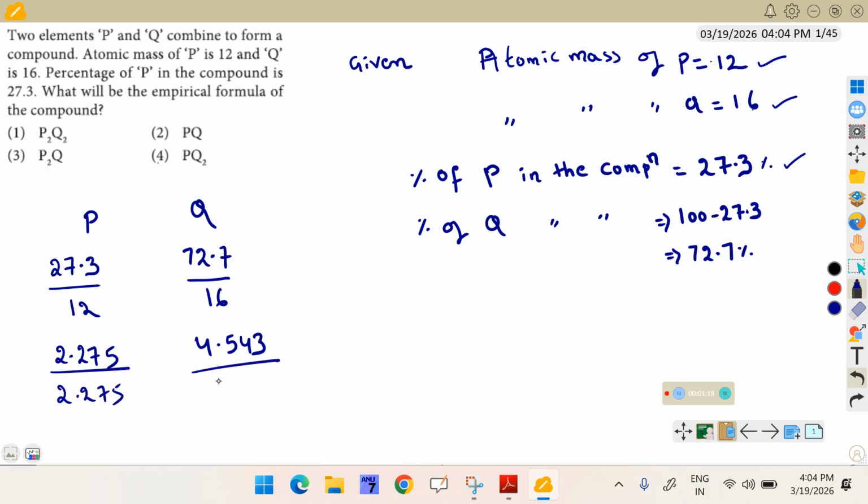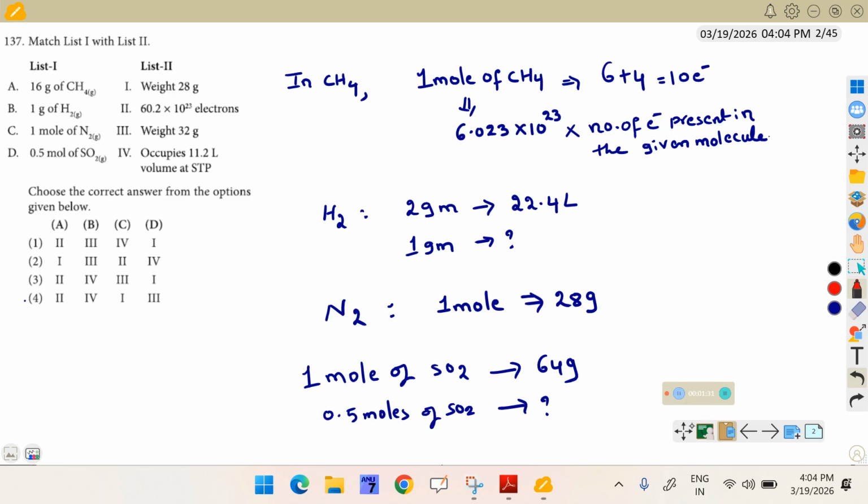Now divide with the least number, 2.275. Then the ratio is 1:2. The empirical formula of the compound is P1Q2. Correct answer is the fourth option.